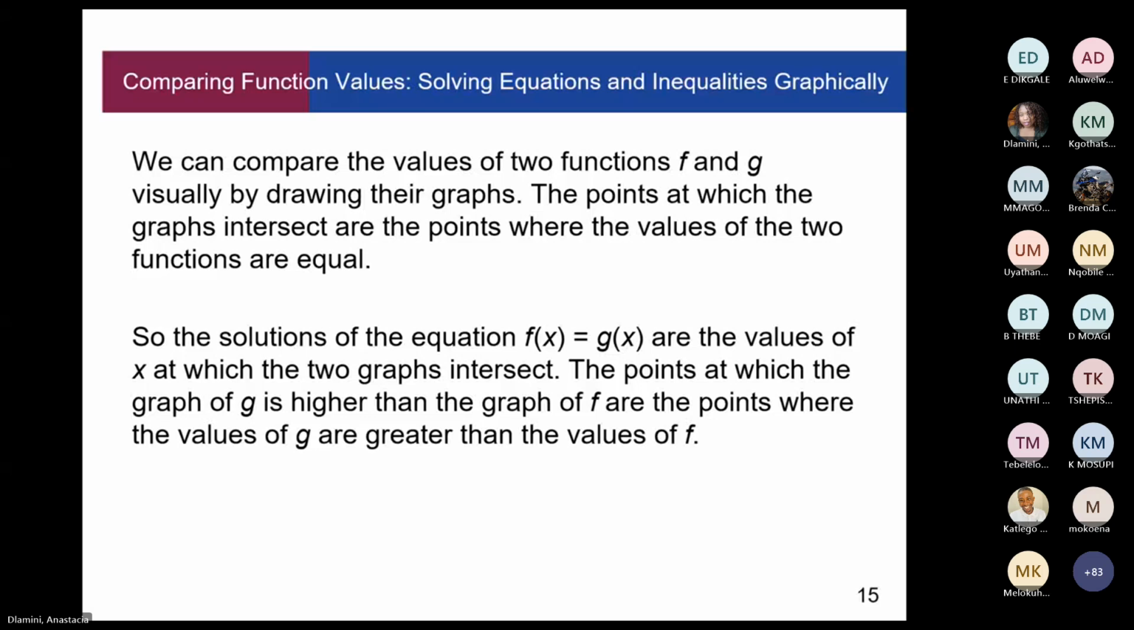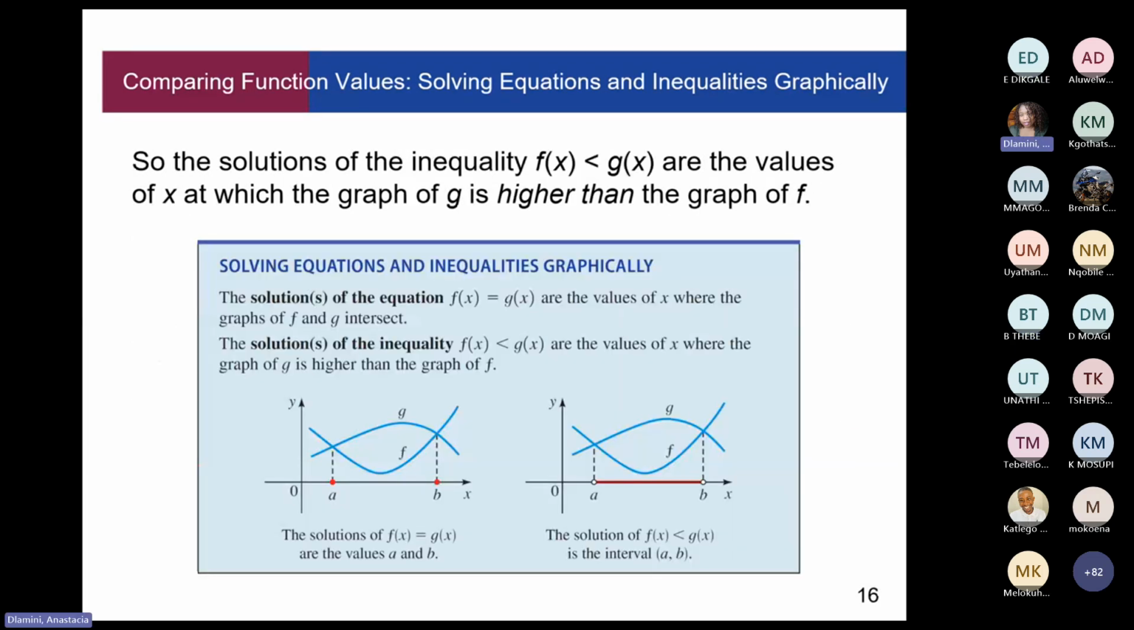So the solution of the equation is the values of x at which the two graphs intersect. The points at which the graph of g is higher than the graph of f are the points where the values of g are higher than the values of f. Does that statement make sense? Okay, since it doesn't make sense, let me make sense of it. So they say the solution of the inequality is this.